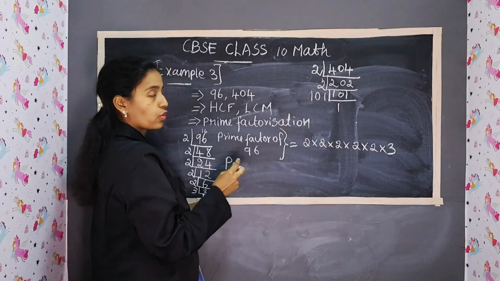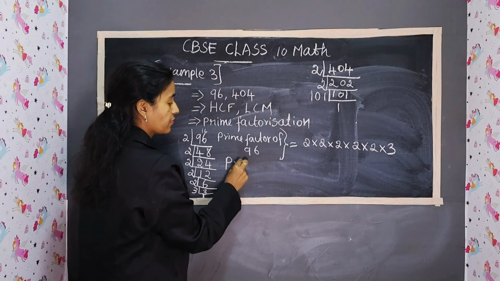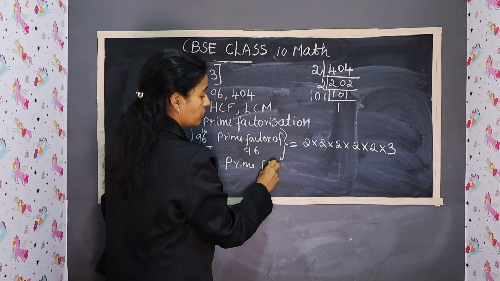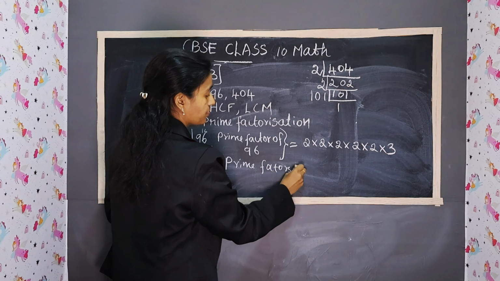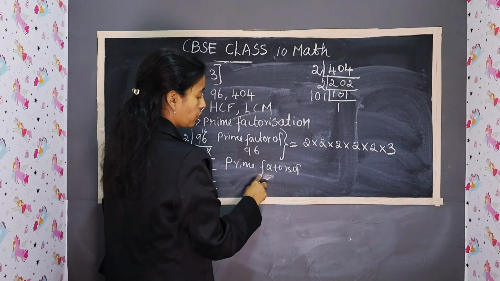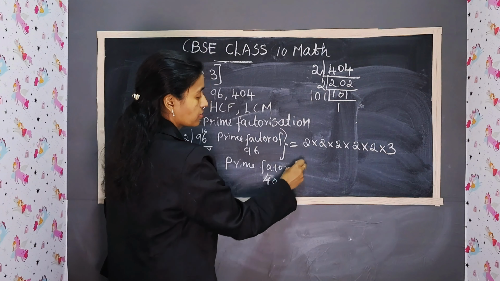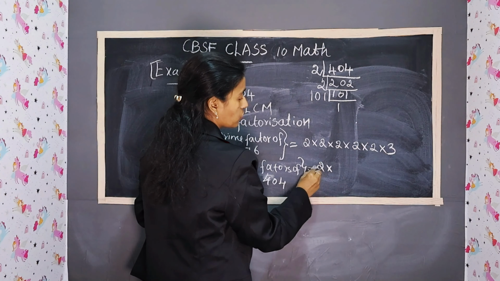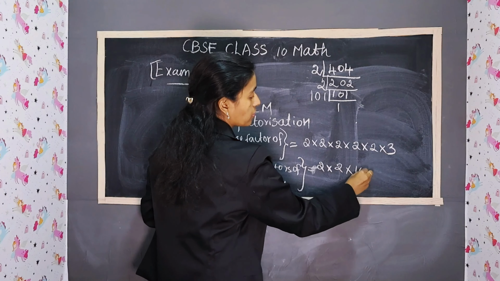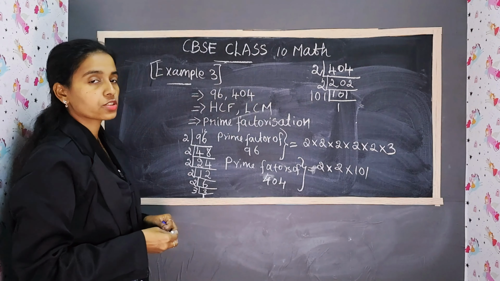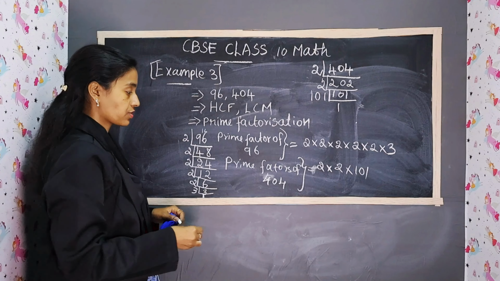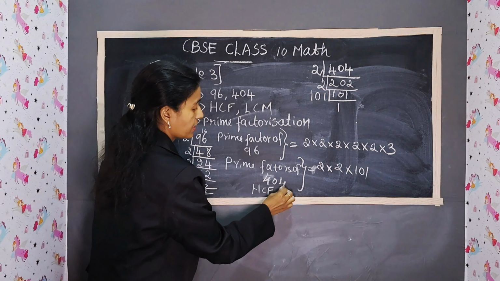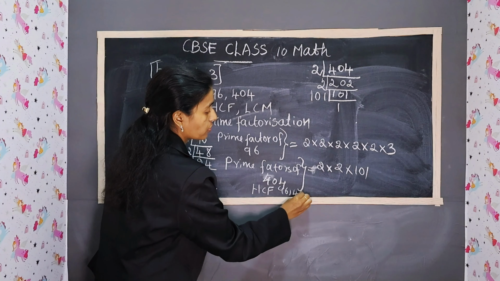The prime factors of 404 are 2 into 2 into 101. We need to find out the HCF first, right? What is the HCF of 96 and 404?